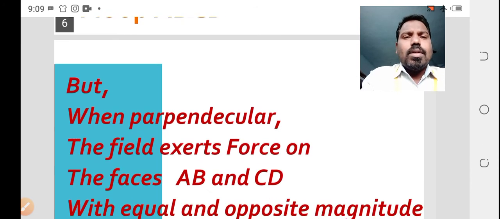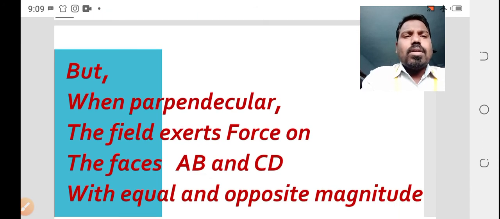But when the plane loop ABCD is perpendicular to the applied field, then what is happening?